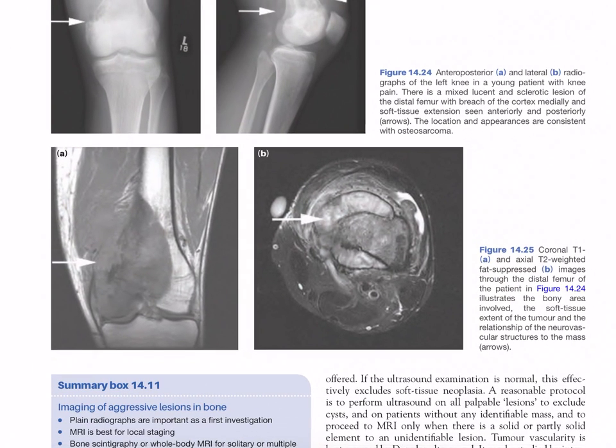Figure 14.25: a coronal T1 weighted image is shown in A and an axial T2 weighted fat suppressed image is shown in B. Images through the distal femur of the patient in Figure 14.24 illustrate the bony area involved, the soft tissue extent of the tumor, and the relationship of the neurovascular structures to the mass.